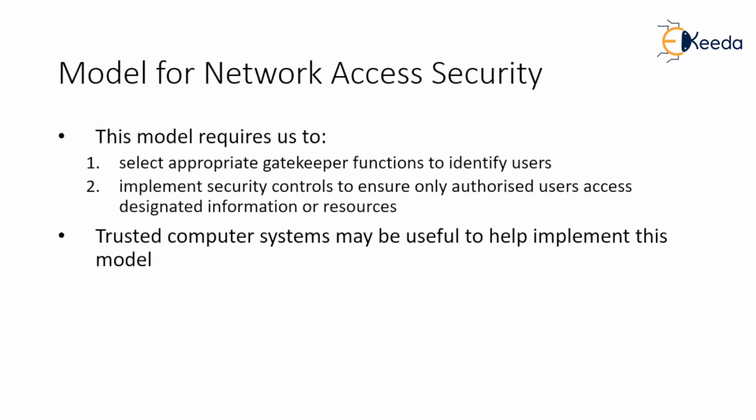Just previously I explained that the access control rights can be dependent upon the type of role that particular person is playing. So depending upon the role of the person, the access rights are provided to the desired user or the desired person. So we need to have those security controls to maintain those access rights also. And for implementing all these things, we should have trusted computer systems which will then be useful to implement this particular type of network access security model.